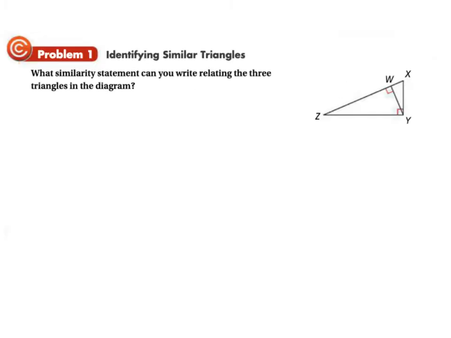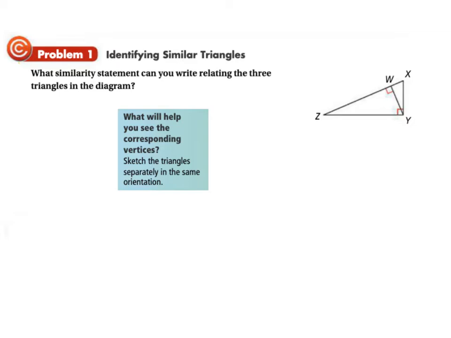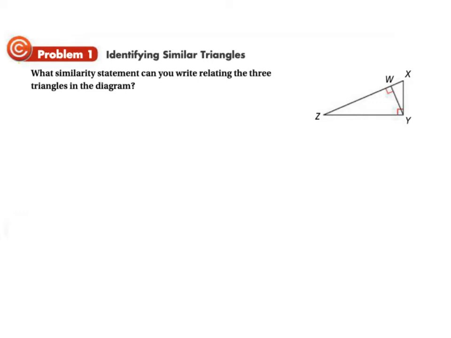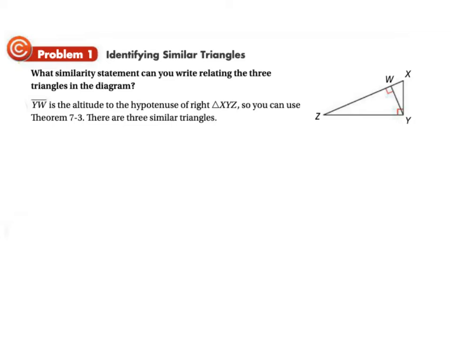So here you can see that we have a right triangle that has an altitude dropped. So we've split it into two smaller triangles. They're asking what similarity statement can you write relating the three triangles in the diagram. And it's hard to see because you don't have it all oriented correctly. So what will help you see what corresponds is maybe sketch them separately, labeling the vertices and sketching them in the same orientation, okay? If you try doing that, let's see what we get.